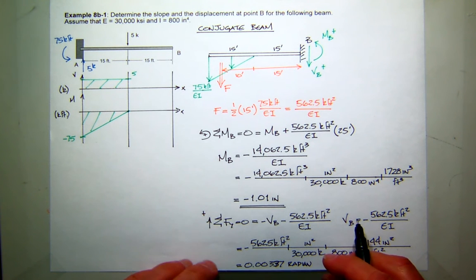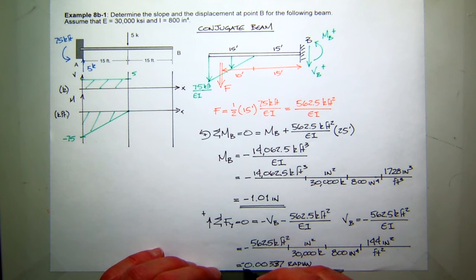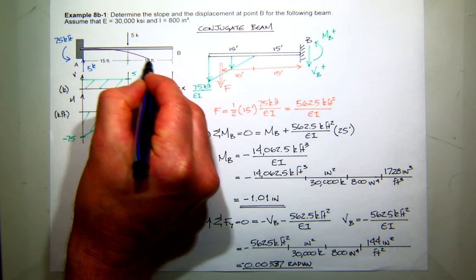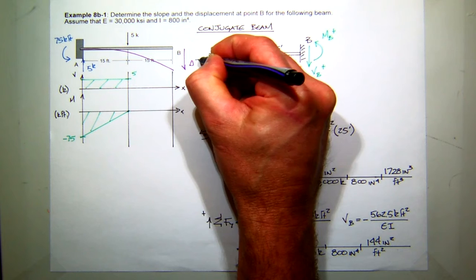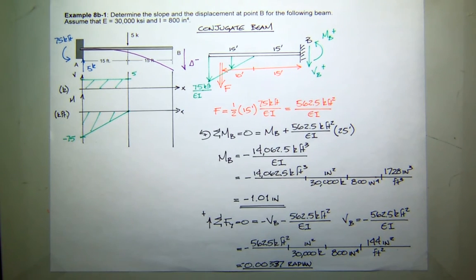It also came out negative. I lost my negative. But that makes sense to me because this beam should displace something like that, and you can see that you have negative displacement and the slope is negative. That seems to match up pretty good.